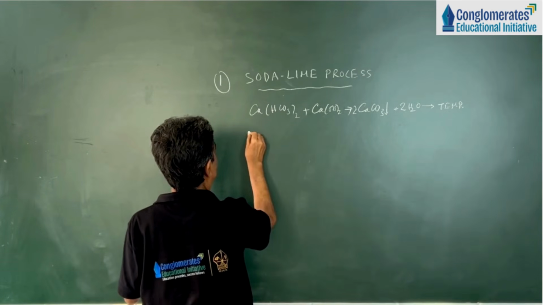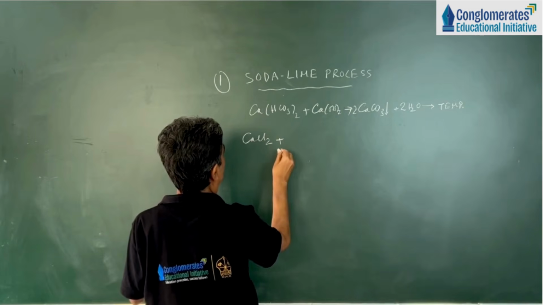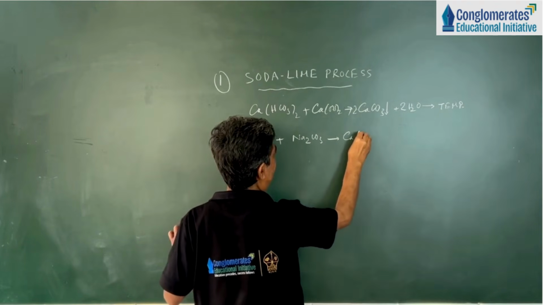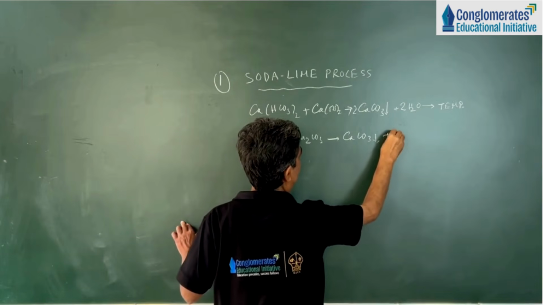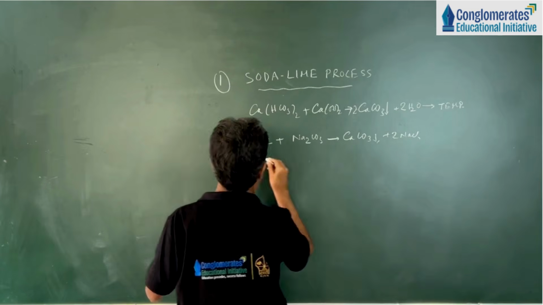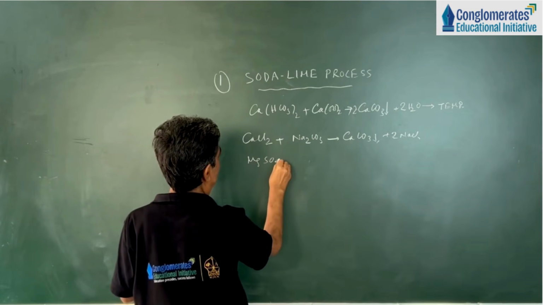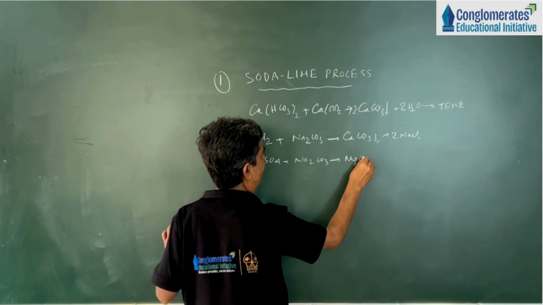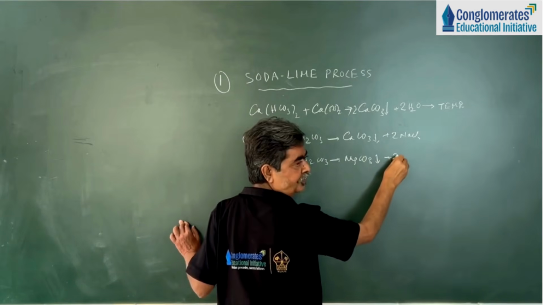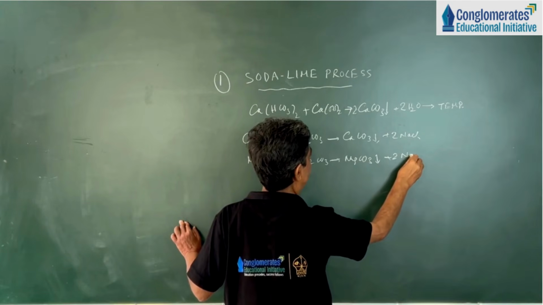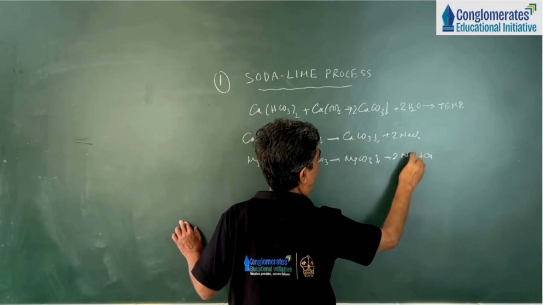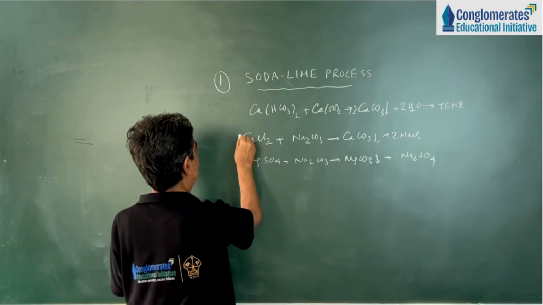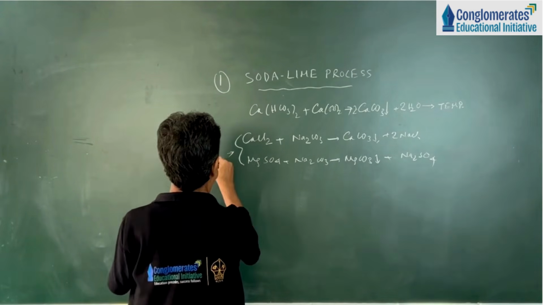And calcium chloride, with washing soda, will give calcium carbonate plus twice NaCl, and magnesium sulfate plus sodium carbonate, we get magnesium carbonate plus sodium sulfate. So both of them remove what? Permanent hardness. This is permanent hardness.